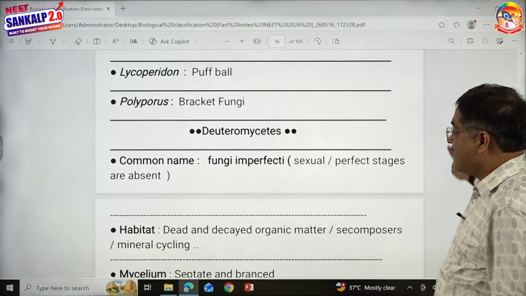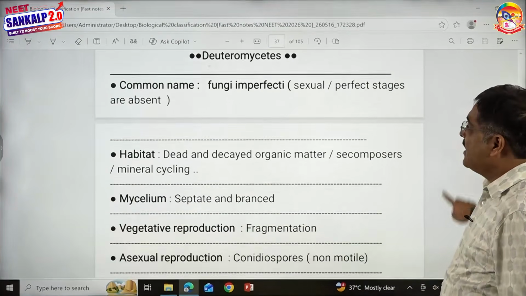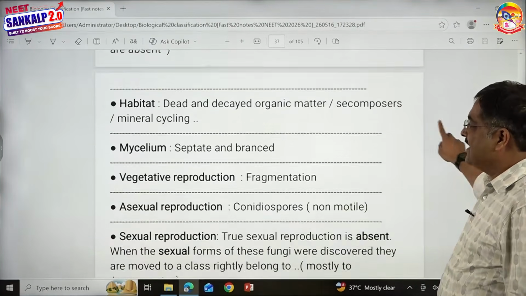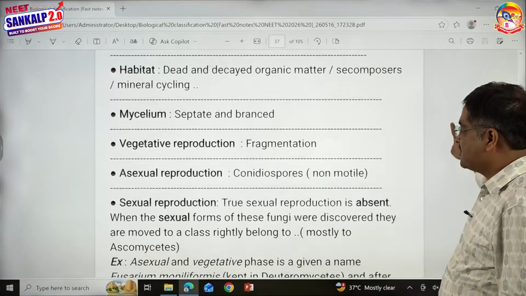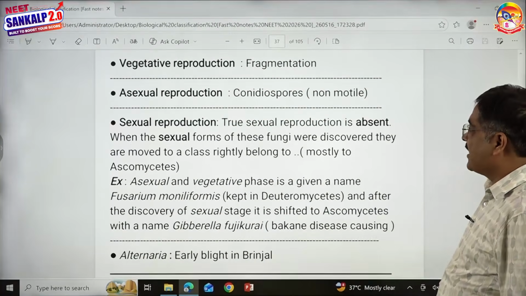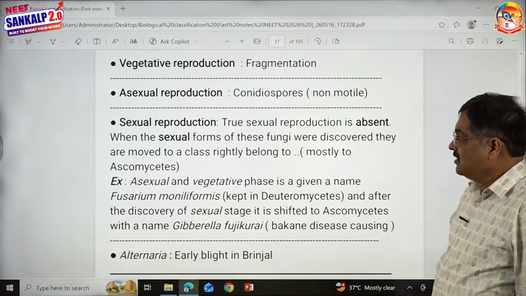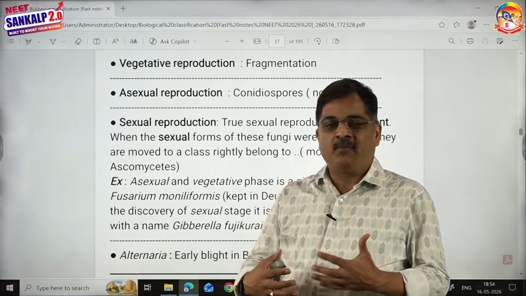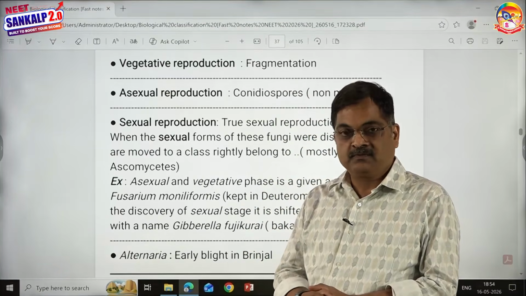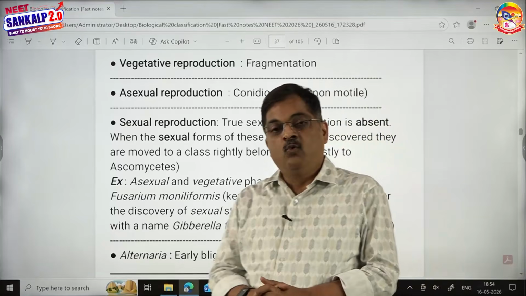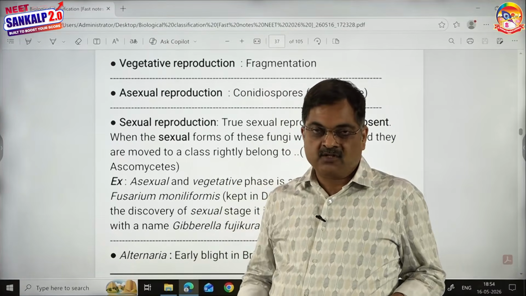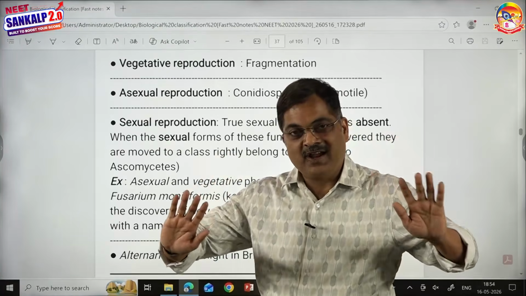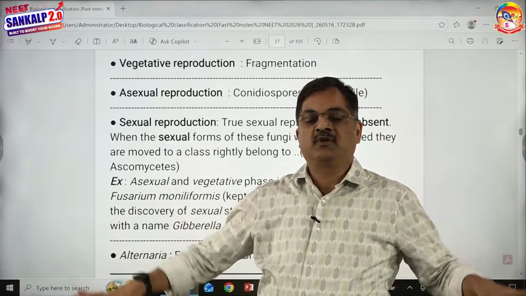All right. Coming to Deuteromycetes. Common name, fungi imperfecti. Habitat, dead and decayed organic matter. Mycelium may be septate and branched. Vegetative reproduction is by fragmentation. Asexual reproduction is by conidiospores. There are no sexual stages, children. But if some Deuteromycetes member shows a sexual stage, then you know what we do. We are not going to keep it under Deuteromycetes. Why? Because we have committed ourselves by saying that it is fungi imperfecti, meaning no sexual stage.